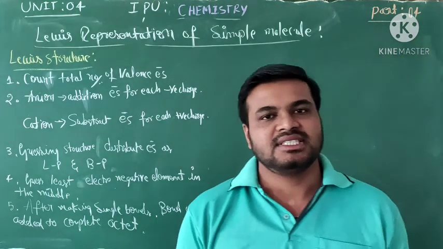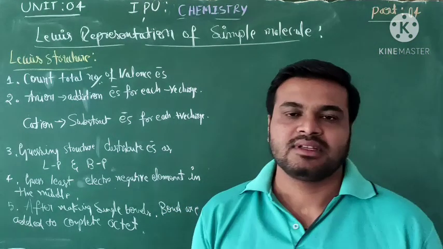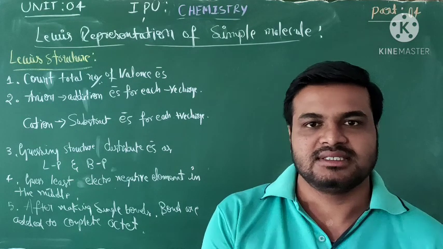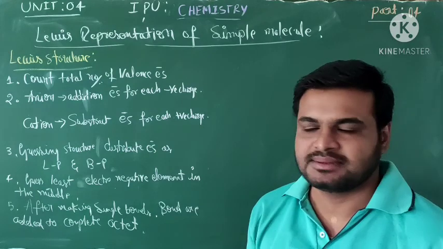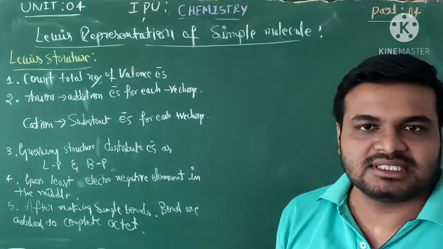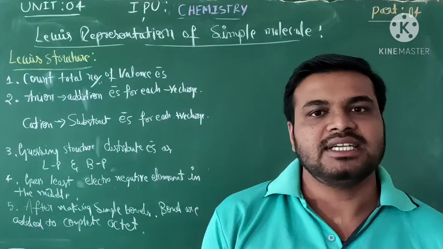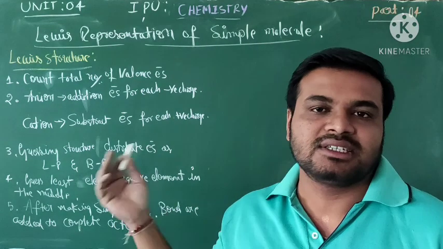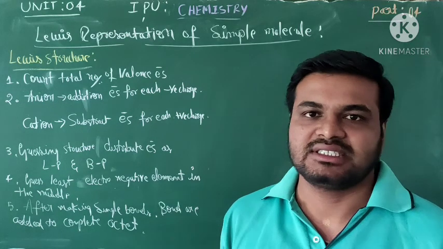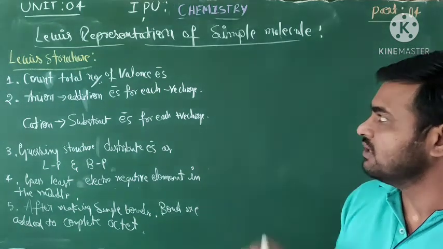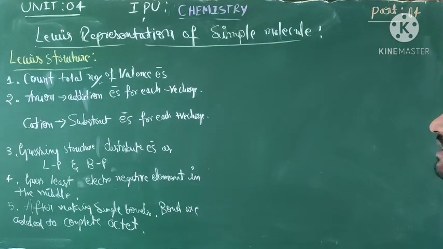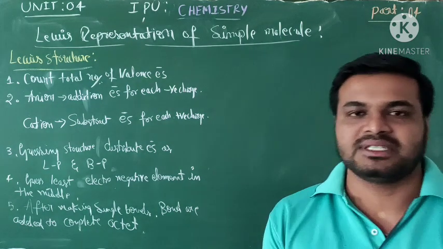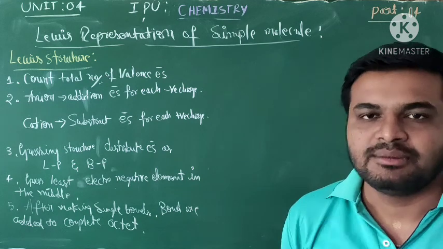In the previous session we discussed covalent bonds, single bonds, double bonds and triple bonds, like multiple bonds. I think all those things are clear. So today's session we are going to discuss another important structure, Lewis structures. Okay. So the Lewis representation of simple molecules, how they are structurally represented in those molecules.